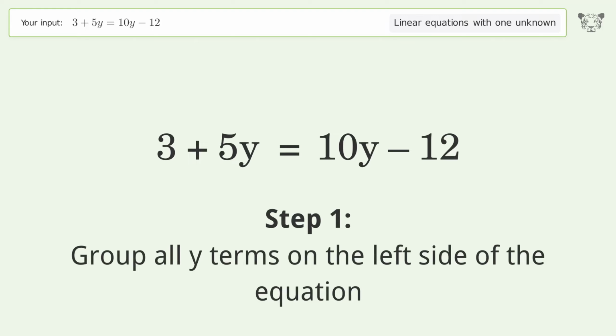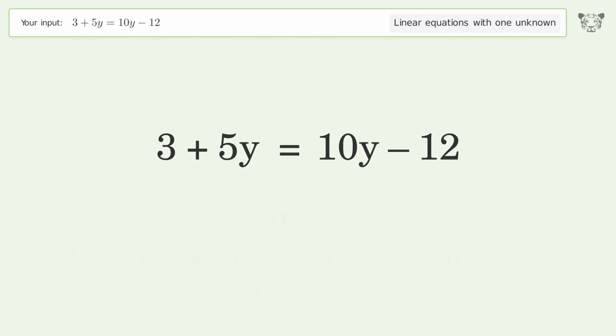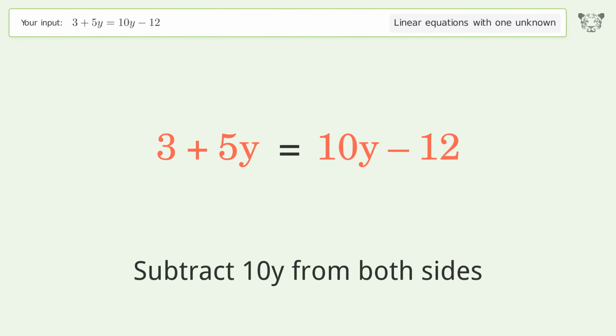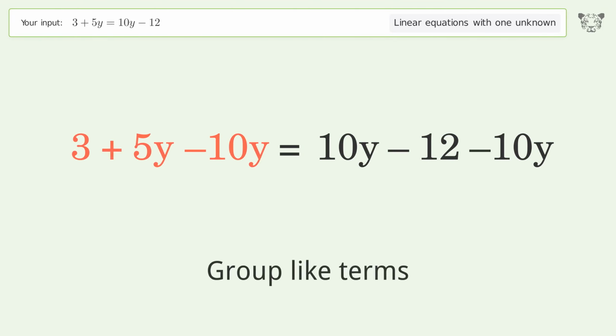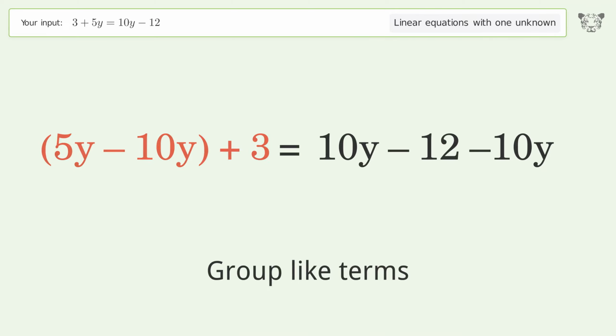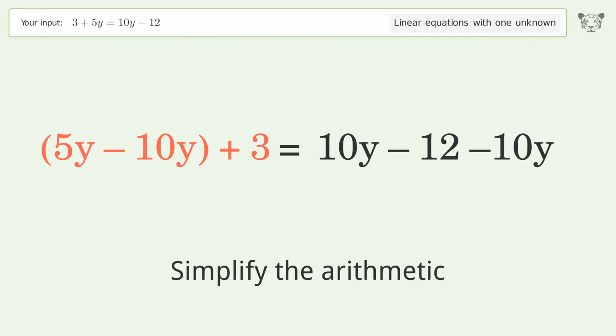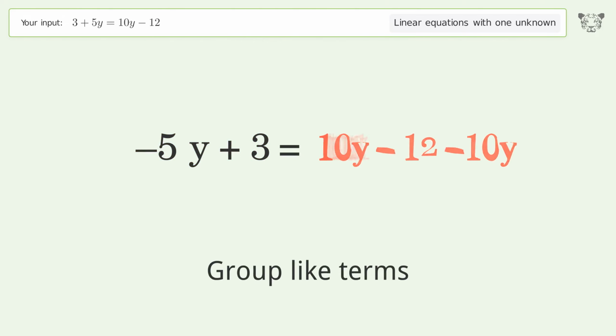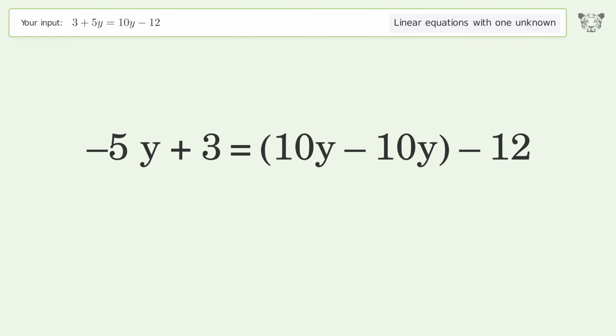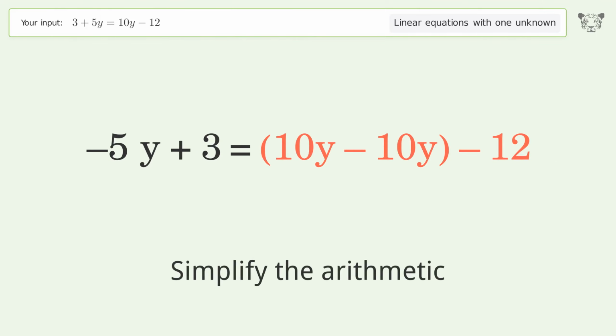Group all y terms on the left side of the equation. Subtract 10y from both sides. Group like terms. Simplify the arithmetic. Group like terms. Simplify the arithmetic.